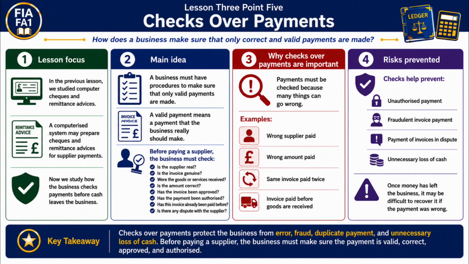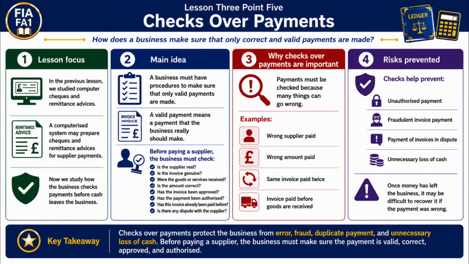In simple words, before the business pays a supplier, it must check. Is the supplier real? Is the invoice genuine? Were the goods or services received? Is the amount correct? Has the invoice been approved? Has the payment been authorized? Has this invoice already been paid before? Is there any dispute with the supplier? These checks are important because supplier payments involve money leaving the business. Once the money has left, it may be difficult to recover it if the payment was wrong.